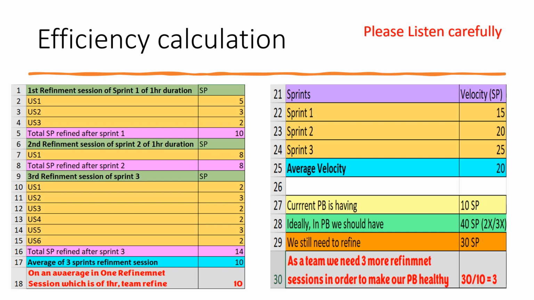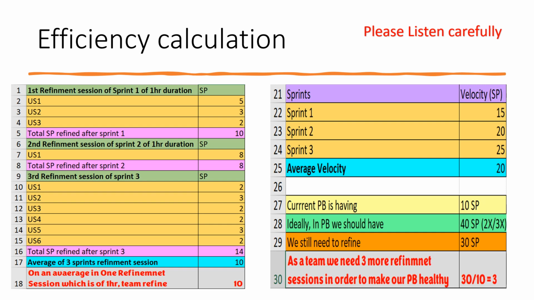Okay, so at the end of the third refinement session, I got 14 story points refined. It's like 6 user stories, 14 story points at last after the refinement. So the average of the 3 refinement sessions is 10. That means, please note the pink one. Sprint 1, 10 story points I refined. Sprint 2, 8 story points I refined. Sprint 3, 14 story points I refined. If I take the average of these 3, I will get 10 story points on average.